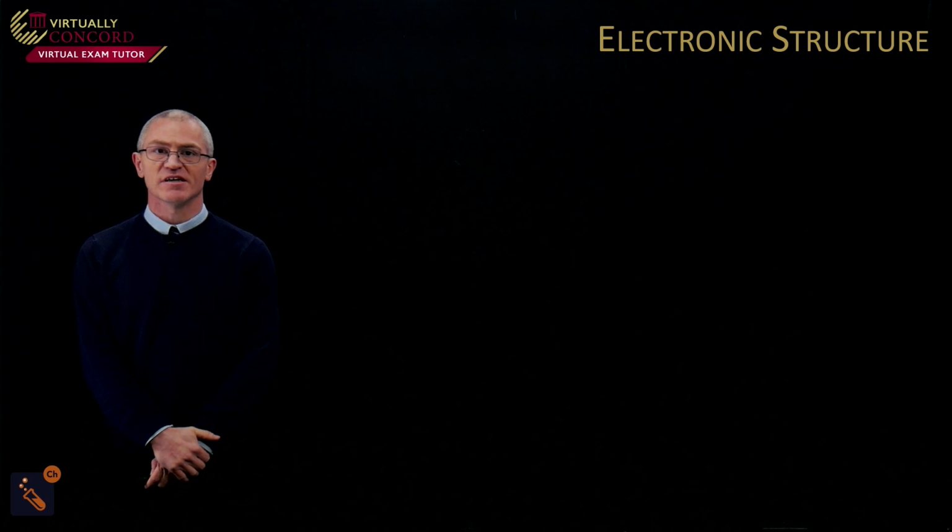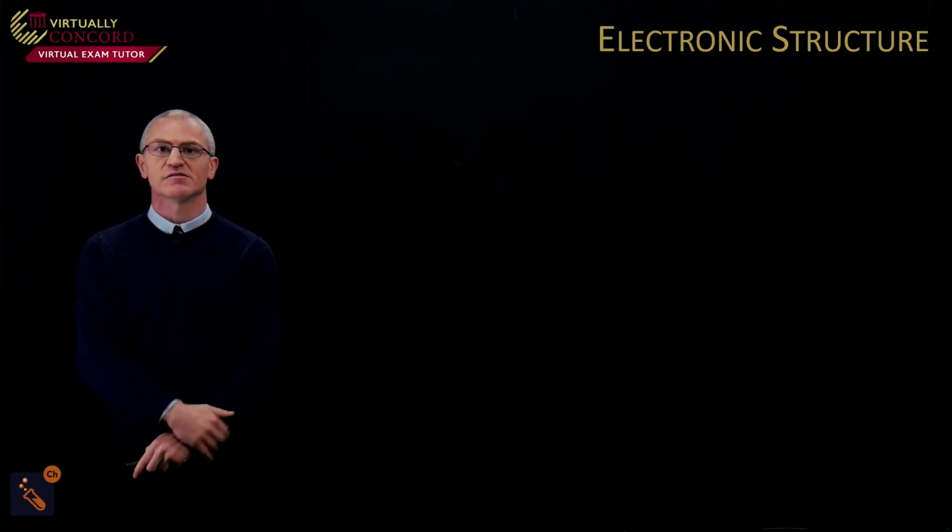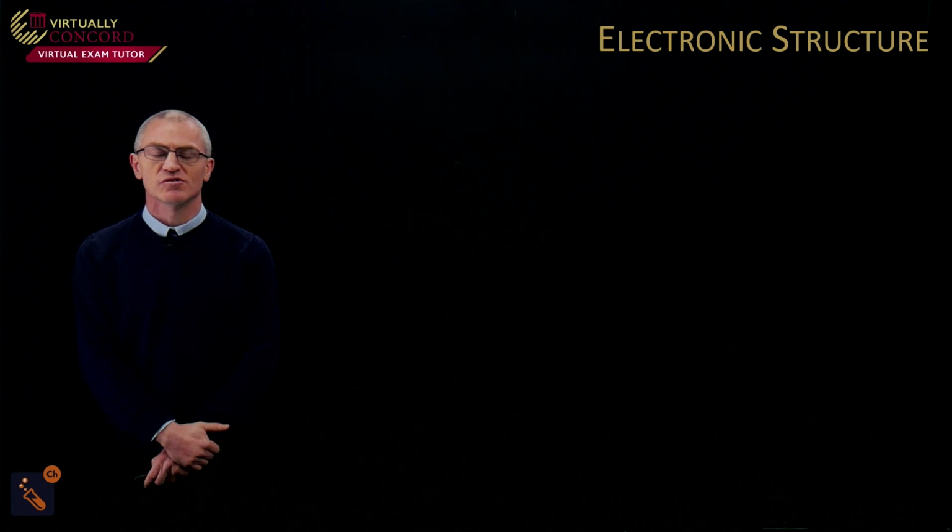In this video, we're going to talk about electronic structure. We're going to talk about shells being made of subshells and being made of orbitals. And I'm going to talk about electron configurations up to Z equals 36, as in number of protons equals 36. And we're going to draw orbital box diagrams as well.